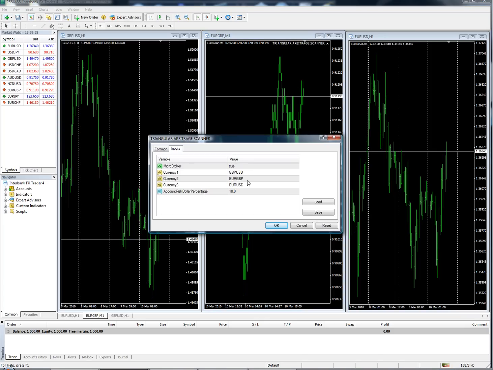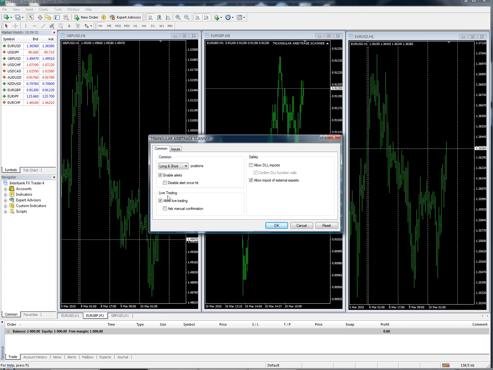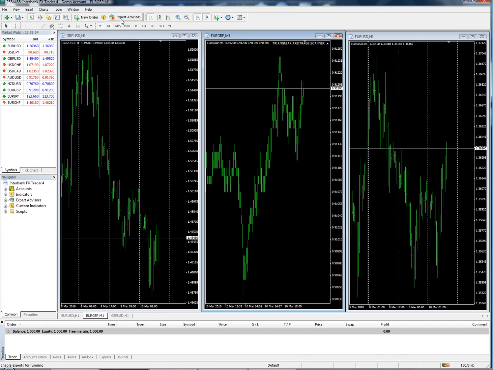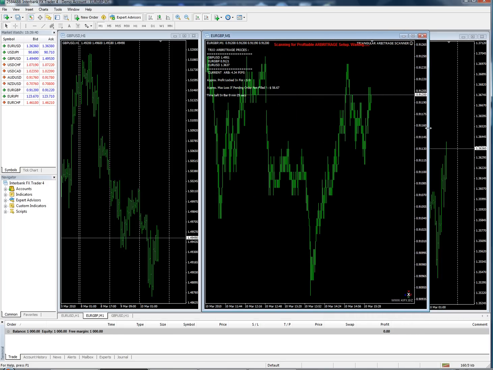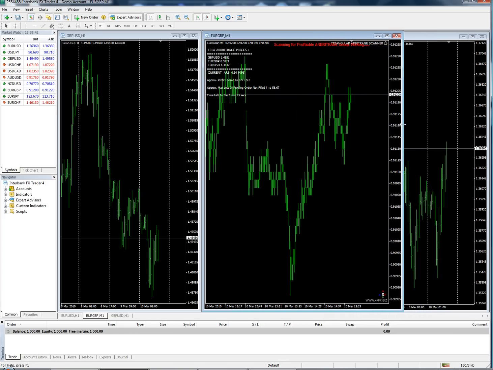So once the EA is attached, you see that you have a risk setting of around 10% of your balance. You could change that to a higher number if you want. And once that number is set, you cannot change it during the course of the trades, because it will affect the outcome. Right now, the EA will wait and scan for a profitable arbitrage setup.